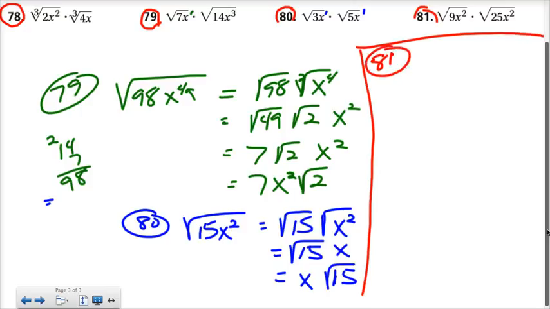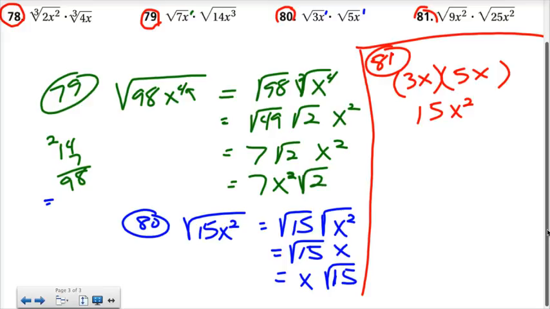All right, now, 81. You take a look at that one and you think, oh, let's just go ahead and multiply those two together. I'm not going to. I'm going to simplify them first. Those are nice perfect squares up there. The square root of 9x squared is 3x. And the square root of 25x squared is 5x. The answer to this is 15x squared.